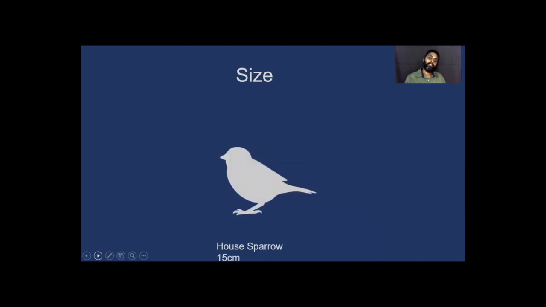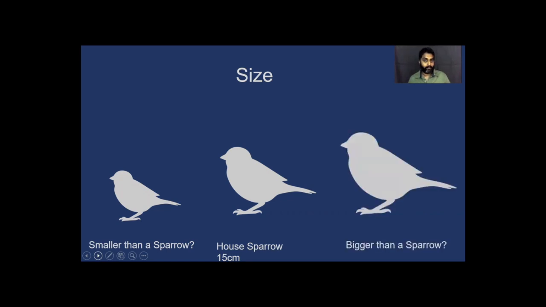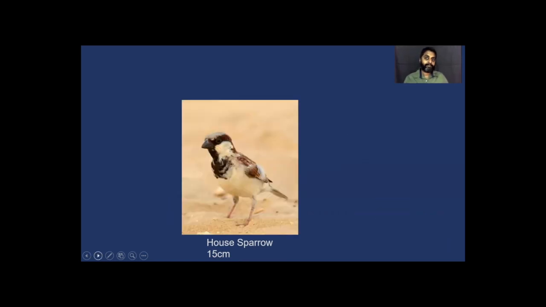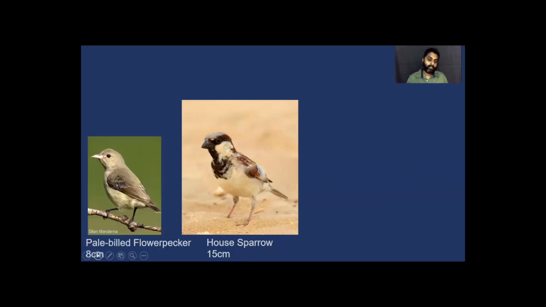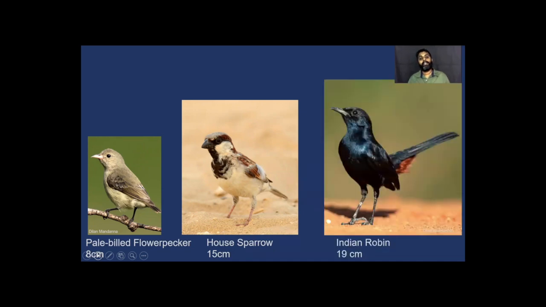For the bird you saw in the field which you want to identify, if you know the size of the common birds to refer to, it will be easier. For example, was the bird you saw in the field smaller than a sparrow or bigger than a sparrow? Okay, you're getting an idea? Was it smaller than the sparrow, like the flowerpecker, which is much smaller than the sparrow? Or was it an Indian robin, which is bigger than the sparrow? So we need to know the size of a bird for identification.